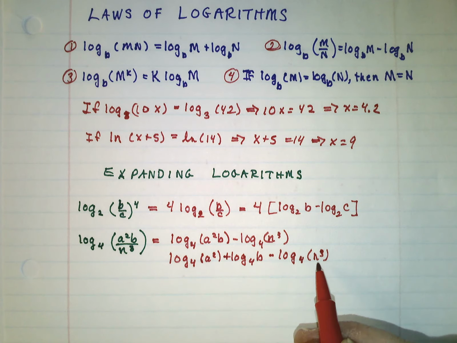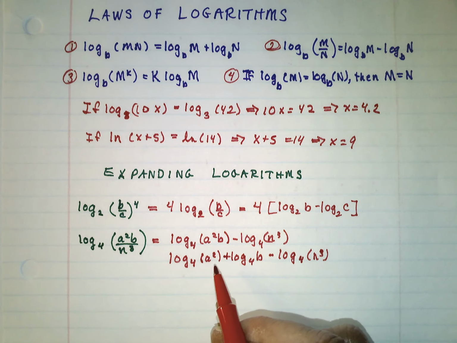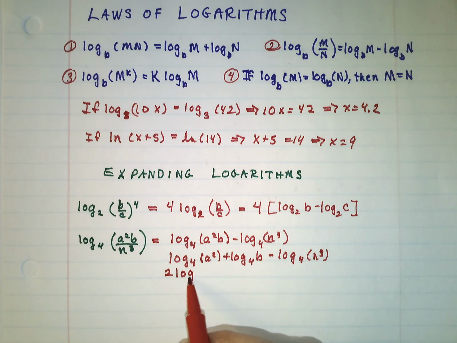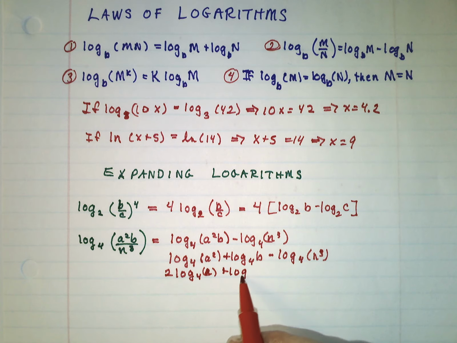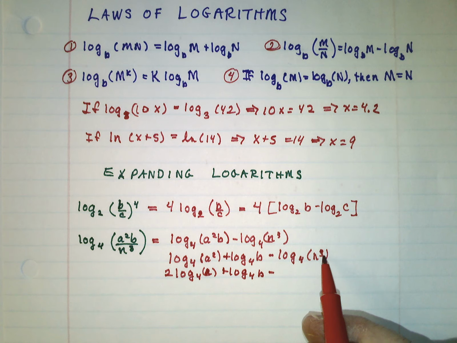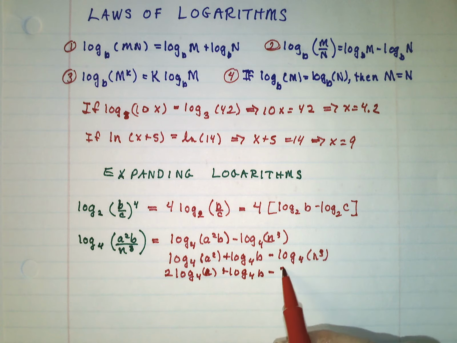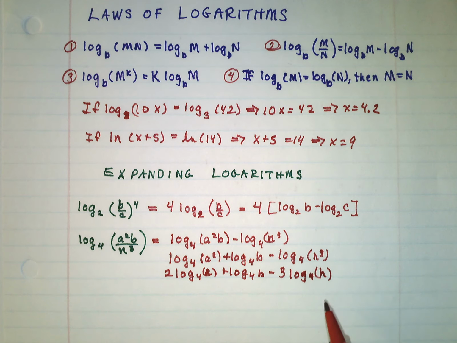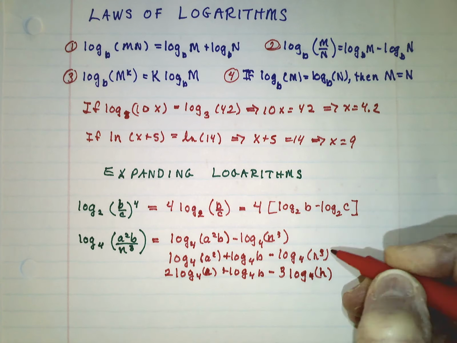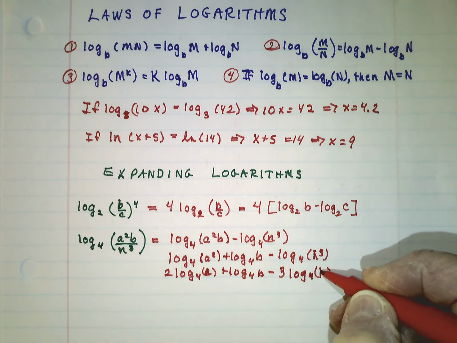But the first and last terms have powers within them. And those powers of powers, we can rewrite them as multiplication. So we can bring out the 2 and make it 2 times the log base 4 of a plus log base 4 of b minus, and we can pull this power out as multiplication, 3 times log base 4 of h. And somewhere in there my n turned into an h. Sorry about that.